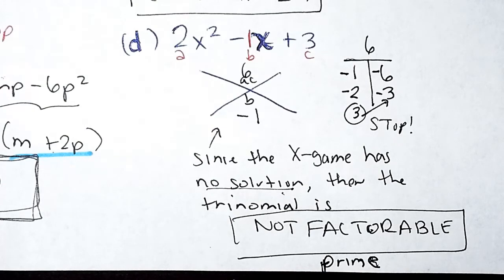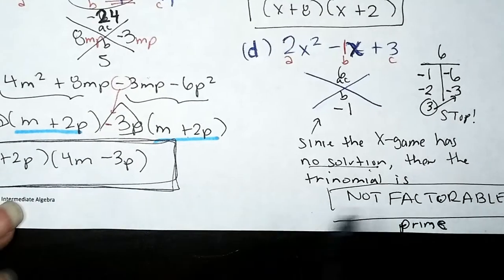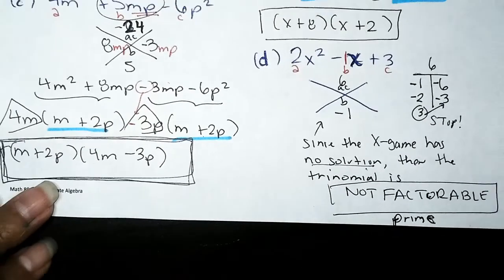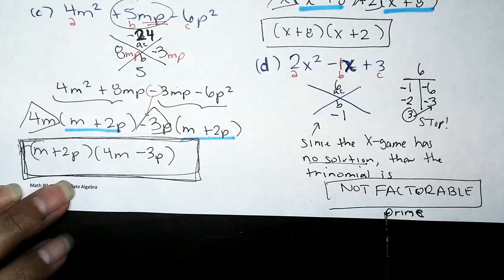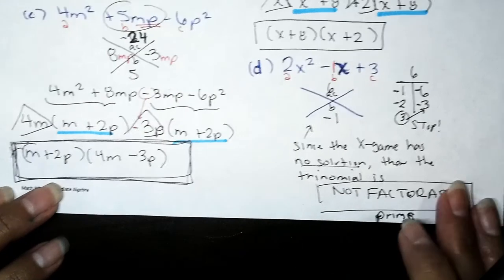For me, the words not factorable resonate with me more. If I am asked to factor and I cannot write it as a multiplication problem, then this is why I write not factorable. But it's a personal choice. Not factorable or prime, we're good. You don't have to put your explanation on the test, just say not factorable.